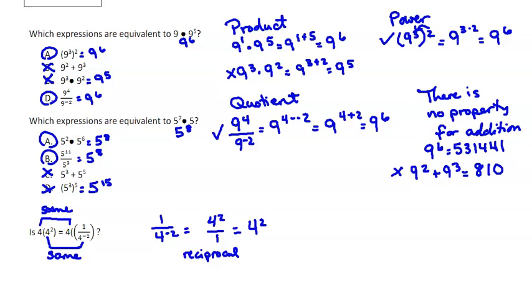Remember, there is no property for addition, so C is going to be incorrect because there's no way to combine those. And then D, we have the power property. If I multiply those exponents, I'm going to get 5 to the 15th, which is not equivalent.